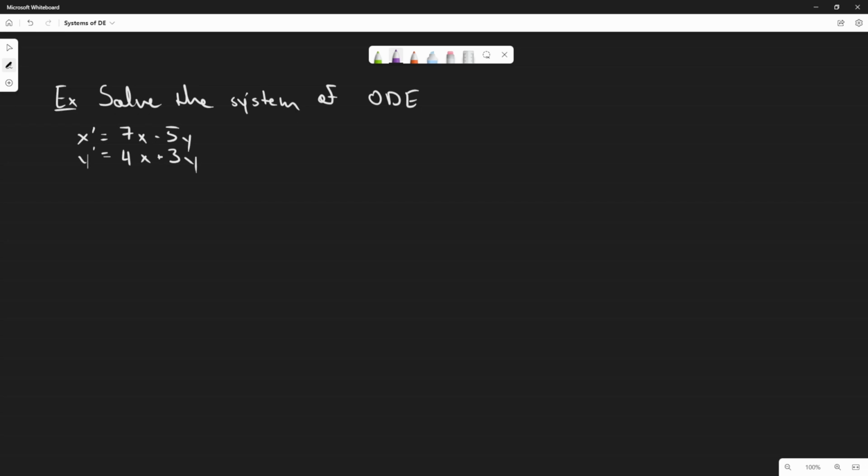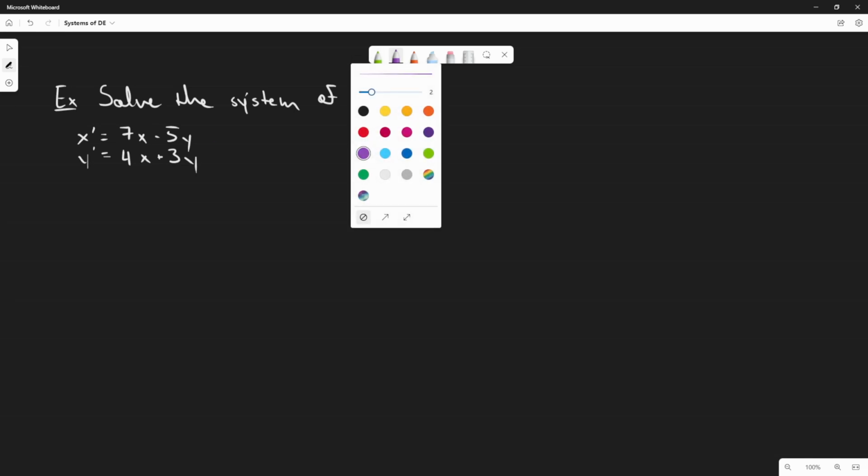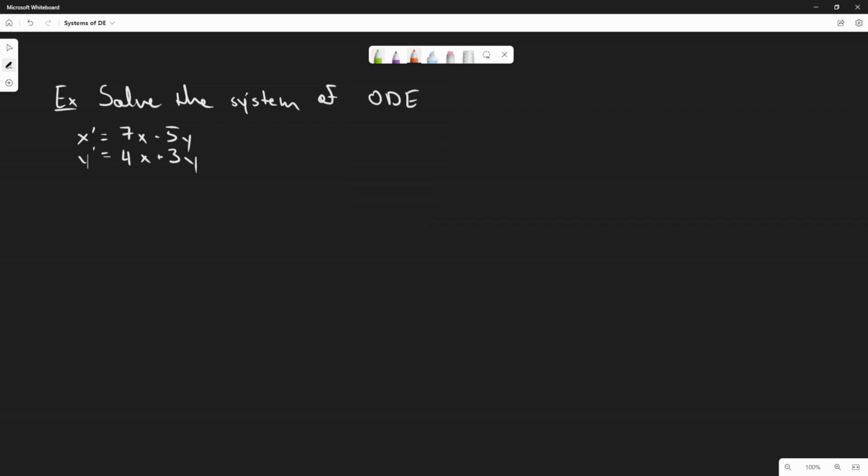This one is just like any other system of ODEs. It's pretty much solving this system. And if you remember, as I've been saying countless times, the first step in solving such a system of ODEs is to always put it in matrix form. So we're going to have x prime, y prime equal to the matrix 7, 4, negative 5, 3 multiplied by x and y.